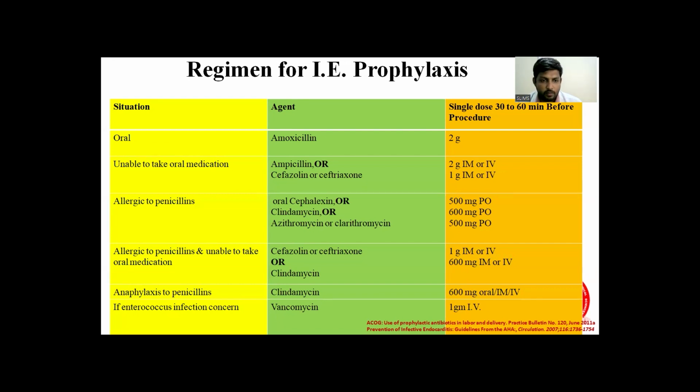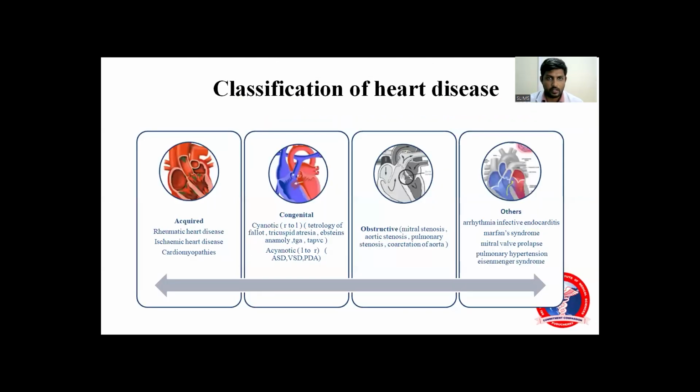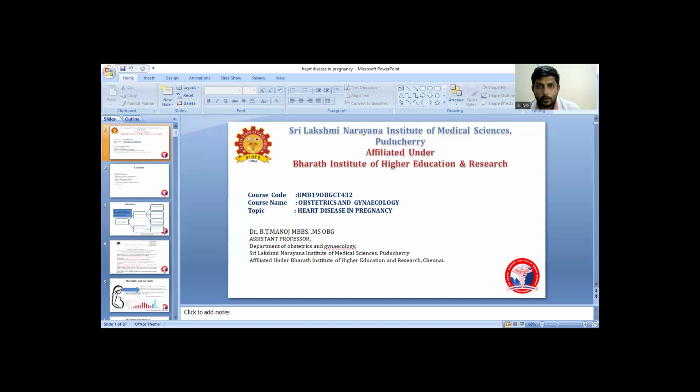If the patient is allergic to penicillin and unable to take oral medication, you can give cefazolin or ceftriaxone 1 gram IM or IV or clindamycin 100 milligram IM or IV. Anaphylaxis to penicillins, you can give clindamycin 600 milligram oral IM or IV, and if enterococcus infection, you can give vancomycin. As I told, this is a prophylaxis we need to keep in mind to prevent infective endocarditis in a patient with heart disease.